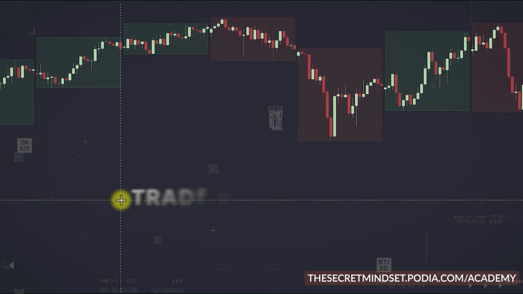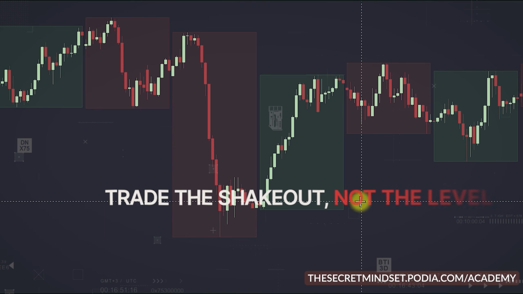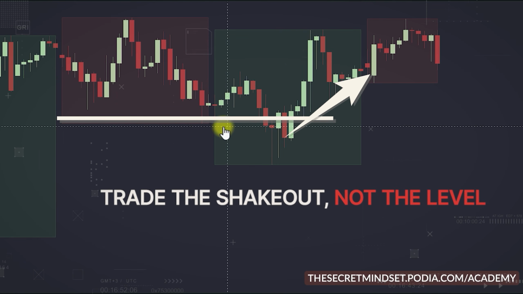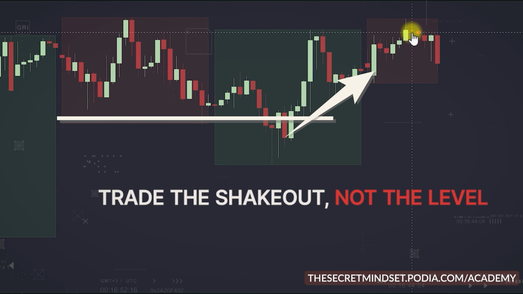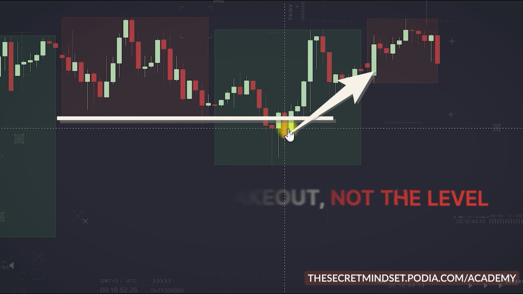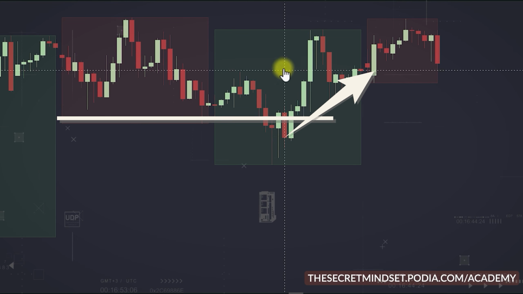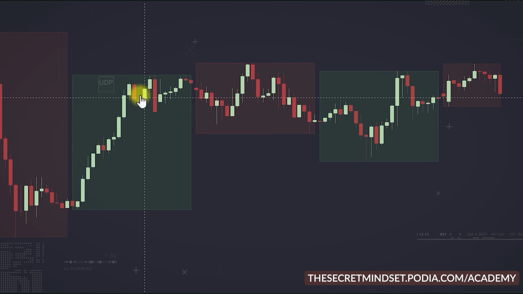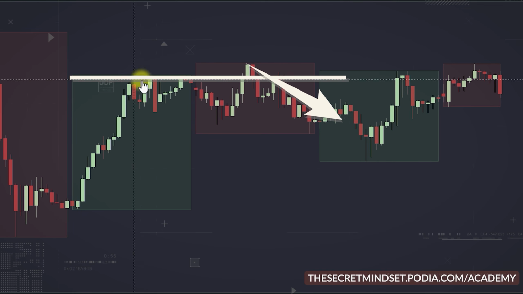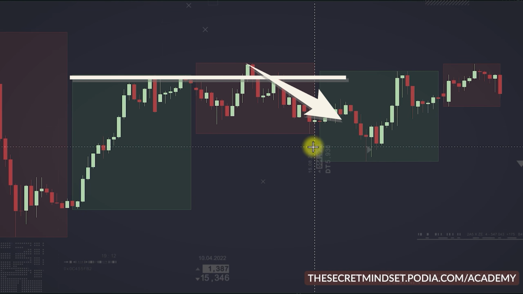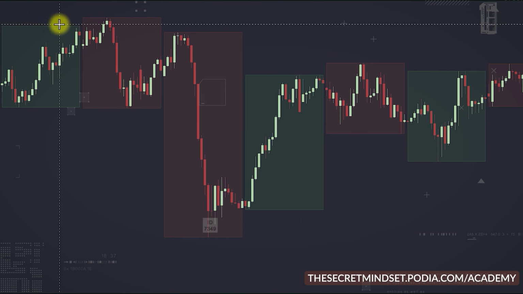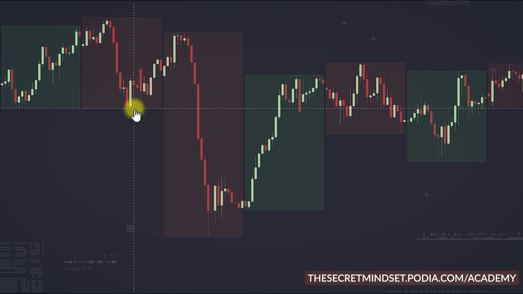The solution is to trade the shakeout, not the level. When you see price break below support with a long shadow, that's your signal. Smart money just collected liquidity. They want price higher now. When you see price break above resistance, then immediately fail, that's your signal. Smart money just distributed. They want price lower now. Again, trade with the shakeout, not against it.